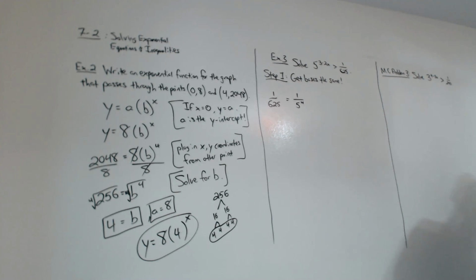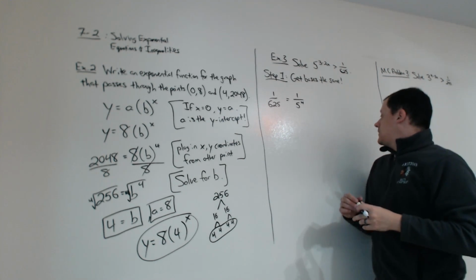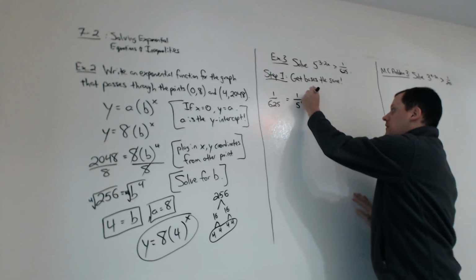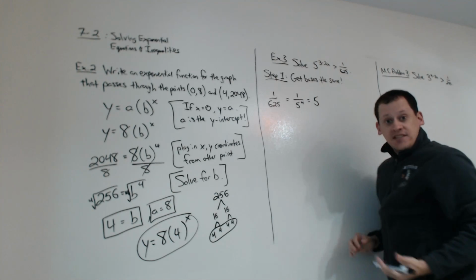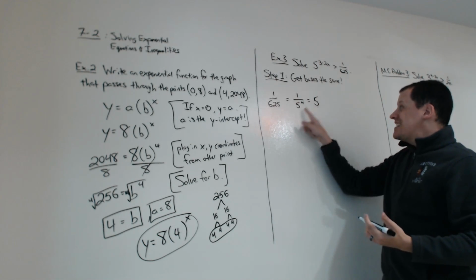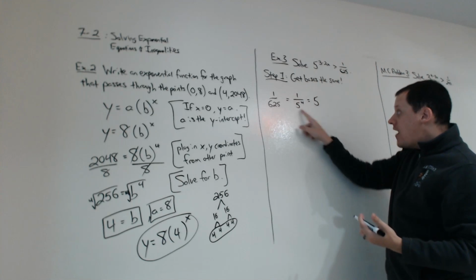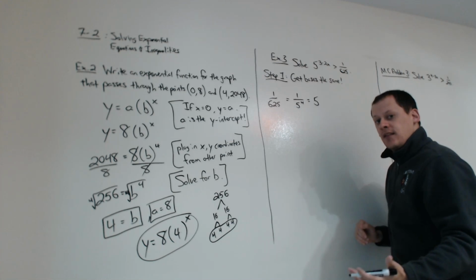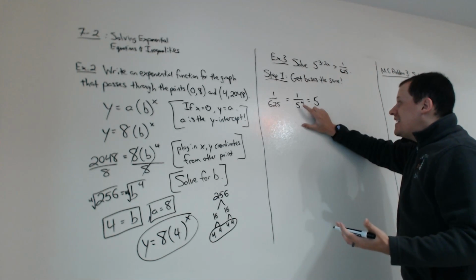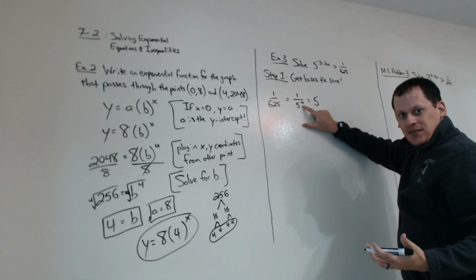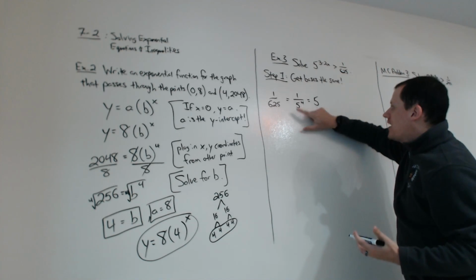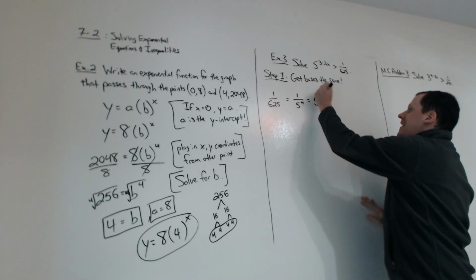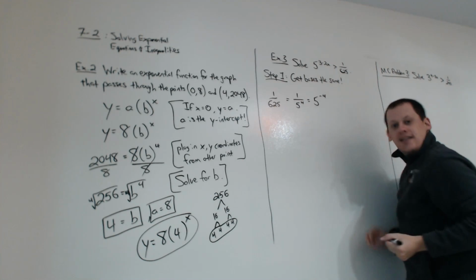Okay. Now, we want to be able to write 1 over 625 as 5 to some power. This is not it yet. We can write this as 5 to some power. Do you remember how? If 5 to the 4th power is on the bottom of the fraction, and we want to bring it up to the top, this exponent needs to become negative. So this is 5 to the negative 4th power.